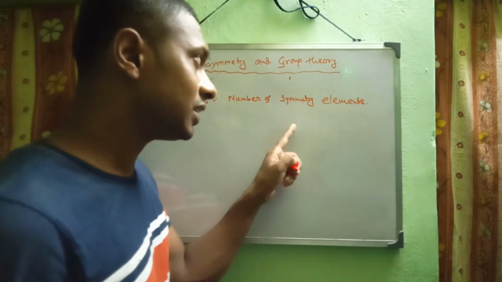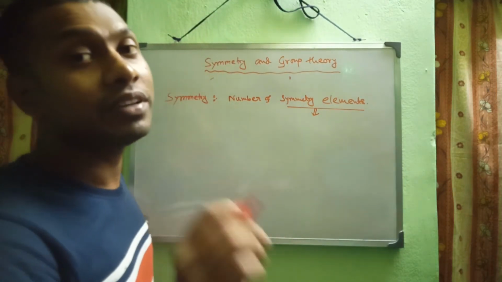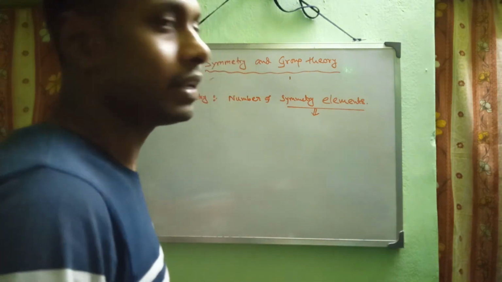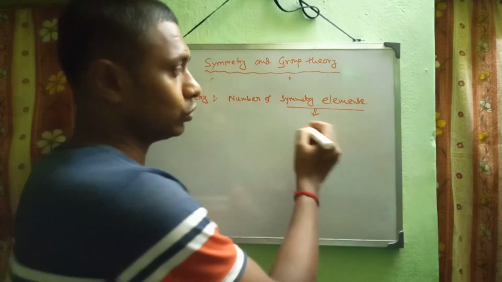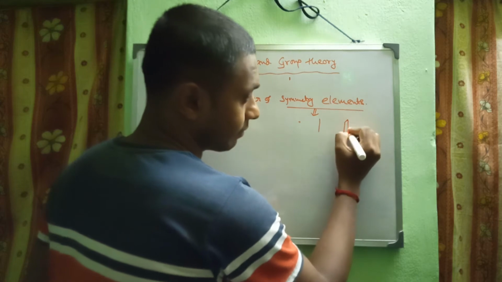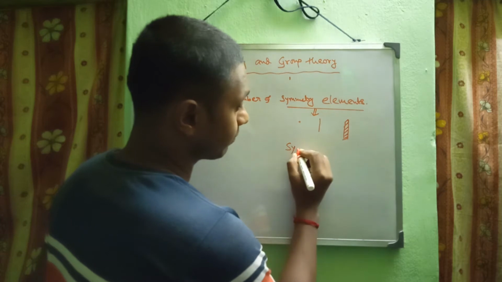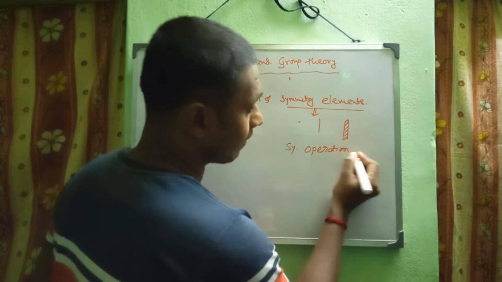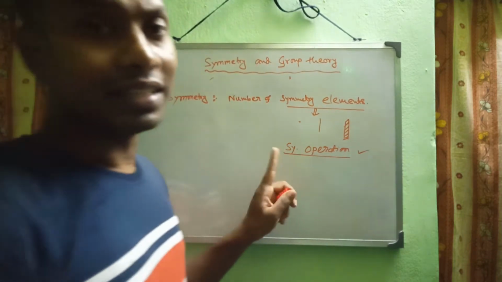Now, what are symmetry elements? A symmetry element is a geometrical entity which may be either a point, plane or a line with respect to which one or more symmetry operations can take place. So it may be a point, a line or a plane with respect to which one or more symmetry operations can take place. Now, a new term arises, which is the symmetry operation.